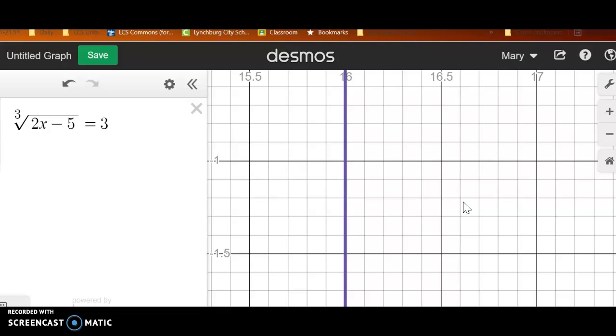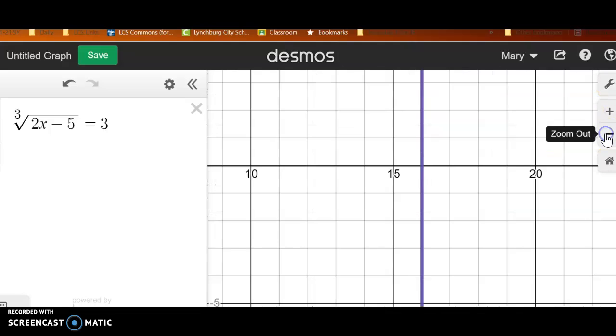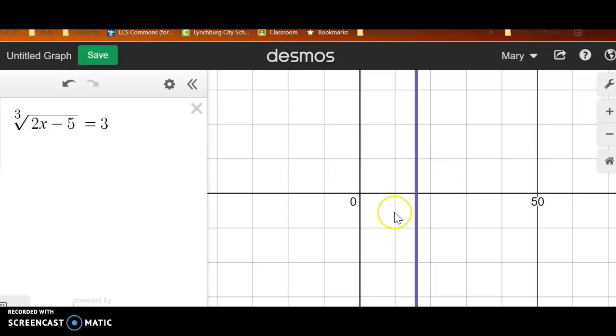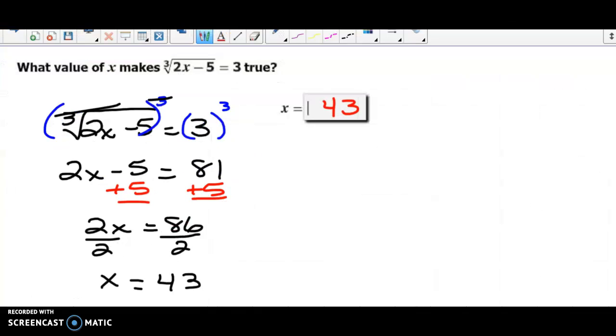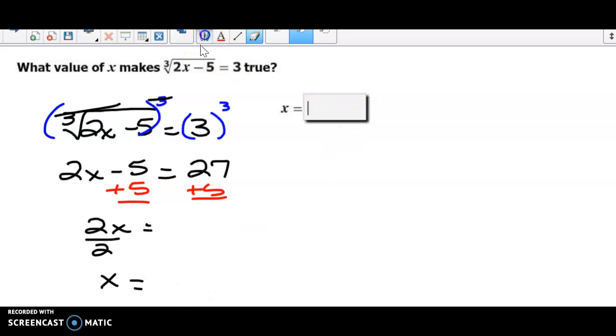All right, let's go back. Let's see if we've got an answer at 43. Let's zoom out some more. Did we get an answer at 43? No. You know why? Because I did some wrong multiplication. So 3 cubed is not 81, it is 27. So help me out. Don't let me do that again. So 27 plus 5 gives me 34, and half of 34 is 17.